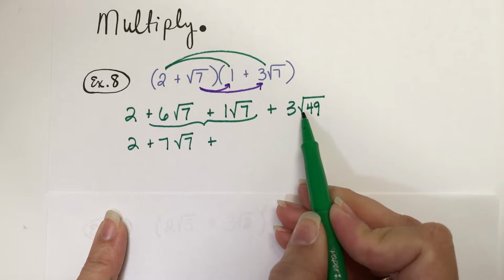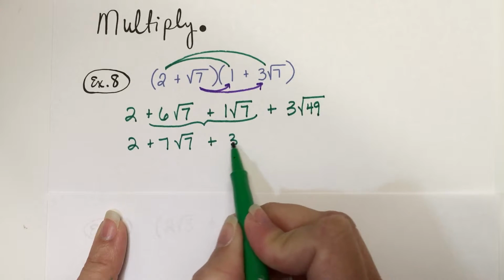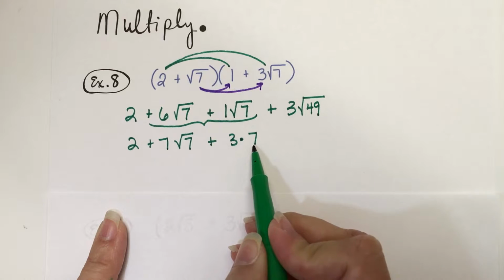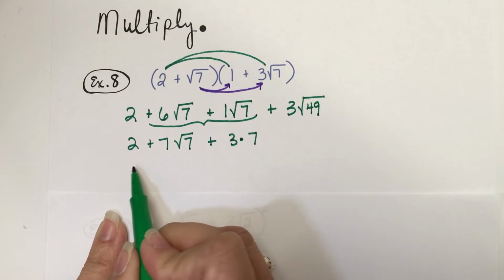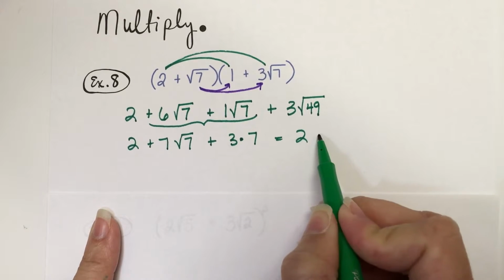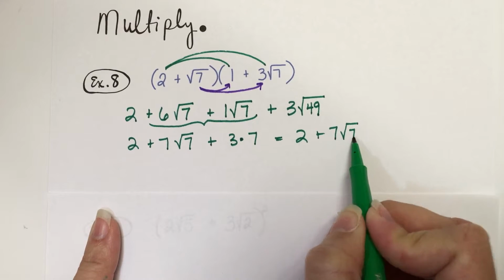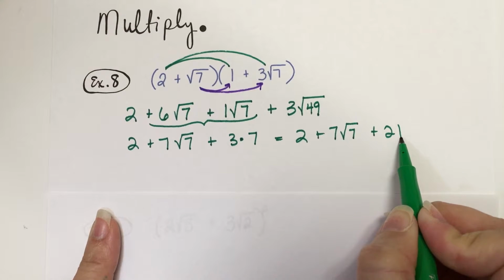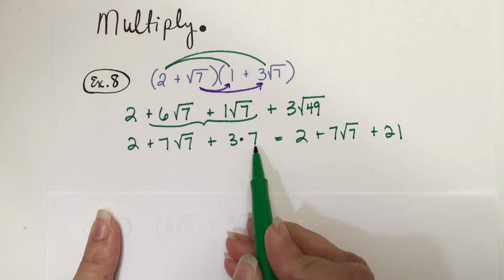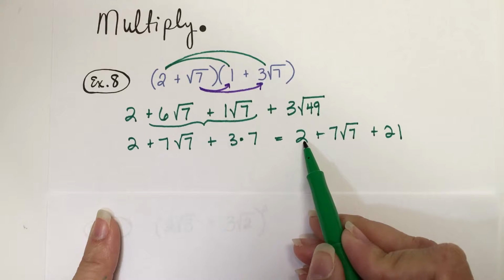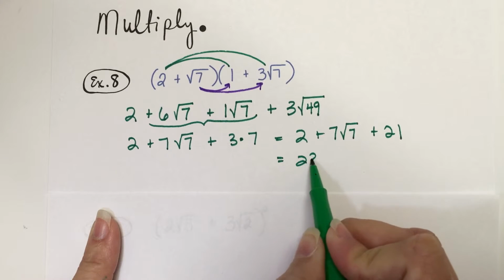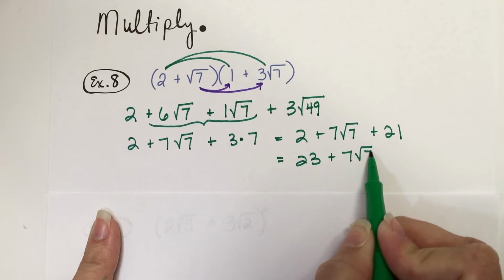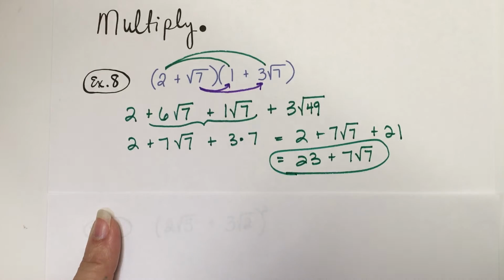Now here I have 3 times square root 49, but square root 49, remember, is just 7. It just simplifies to be 7. So that means you're going to do 3 times the 7. So I have 2 plus 7 square root 7 plus 21 when I do the 3 times the 7. And then you'll be able to combine the 2 and the 21. So that's going to give me 23 plus 7 square root 7. This is my final answer.